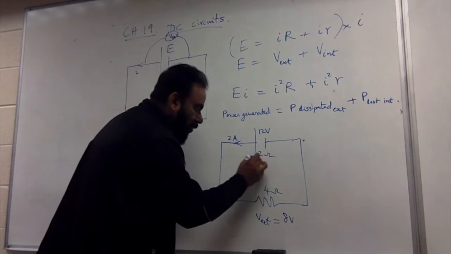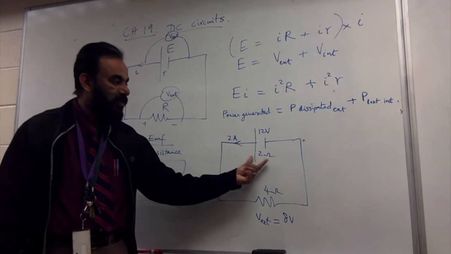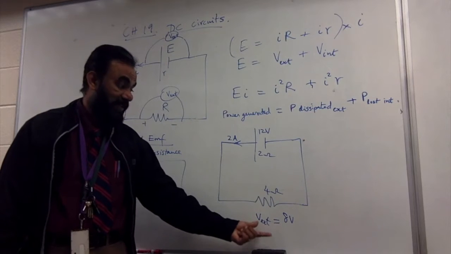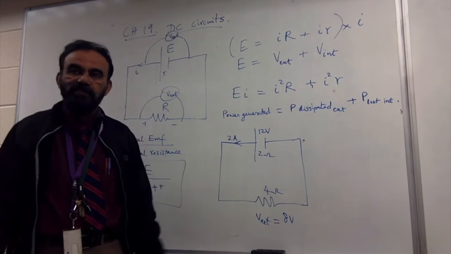Now how many volts is dropped internally? 4 volts. Out of 12 volts, you're losing 4 volts internally and 8 volts externally. So you're not getting all of it outside. It's only a limited number.